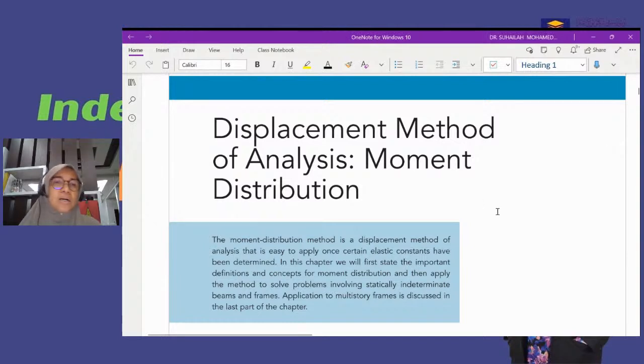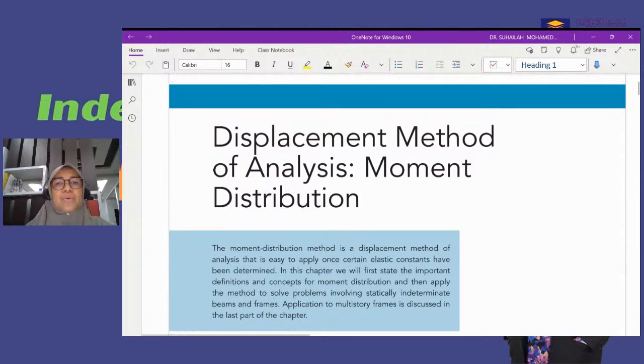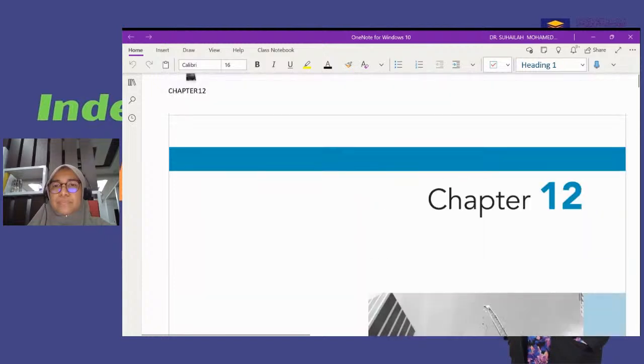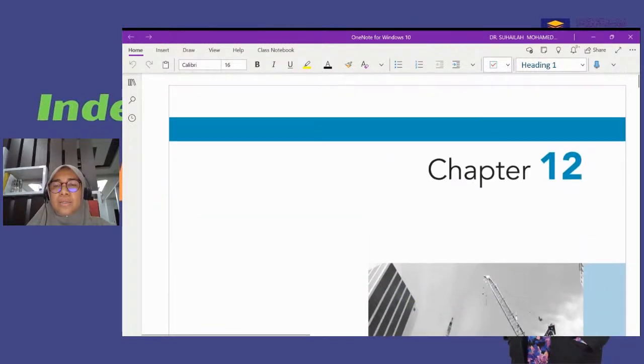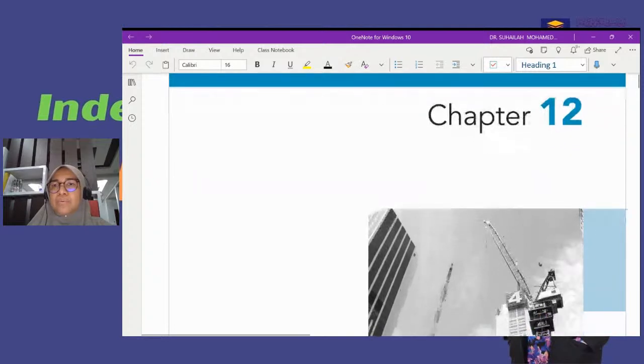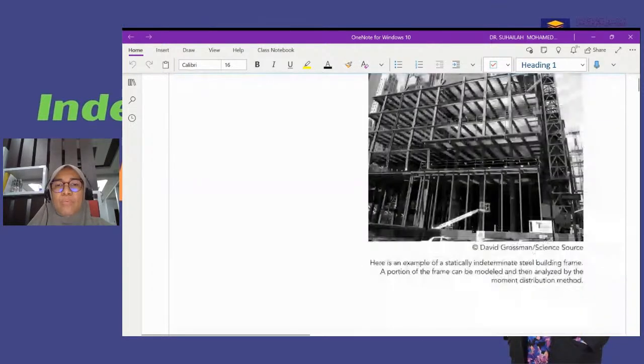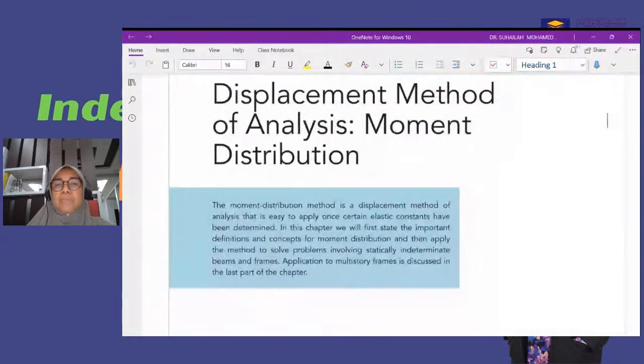So I take this from the textbook. This is the ebook that I have shared with you in the beginning of the semester, the Hibbeler textbook. Under the Hibbeler textbook, the moment distribution method is in chapter 12. Chapter 12 is for moment distribution method, and chapter 11 is the slope deflection method.